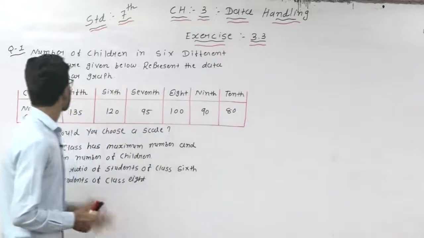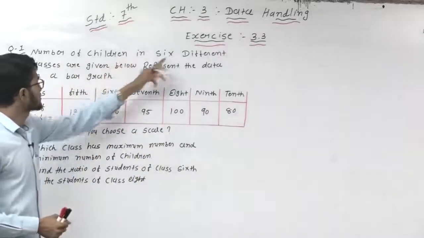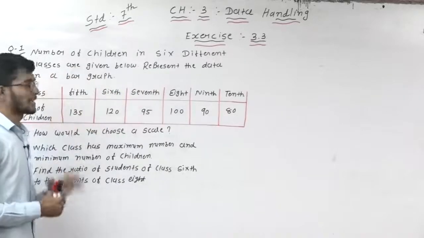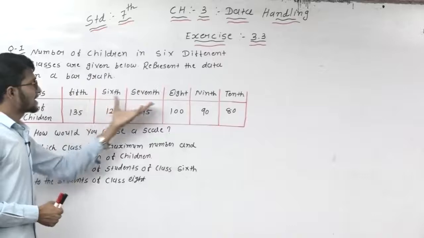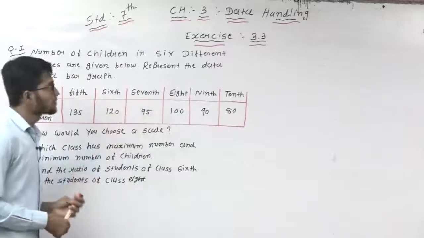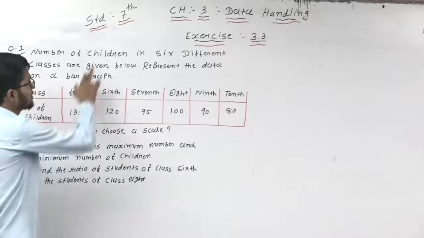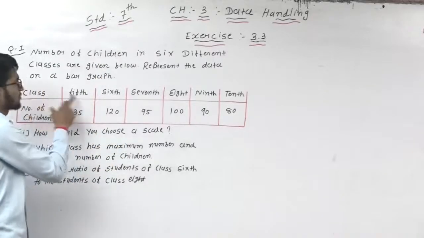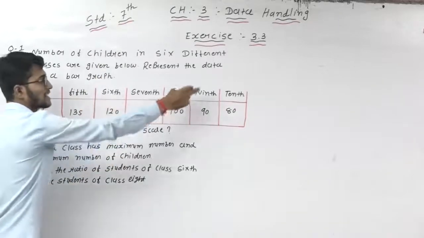So our first question is, number of children in 6 different classes are given below. Represent the data on a bar graph. It means here is data, information is given. And which information? Children in 6 different classes. So first of all, classes: 5th class, 6th, 7th, 8th, 9th and 10th.